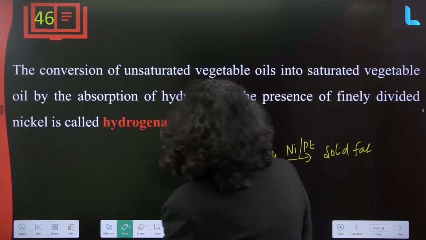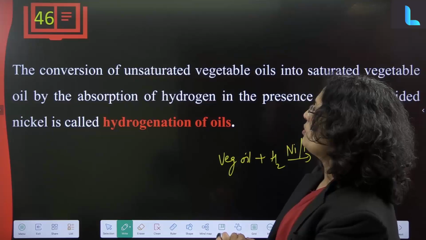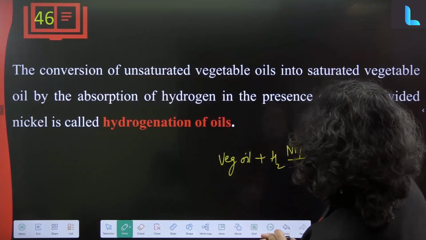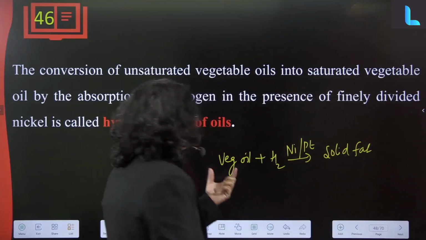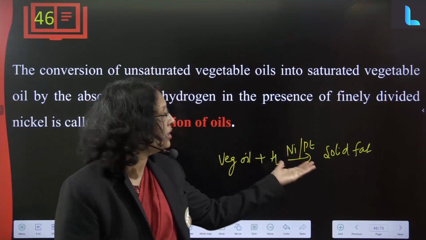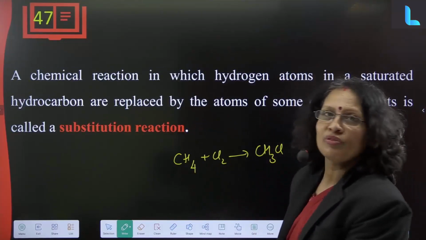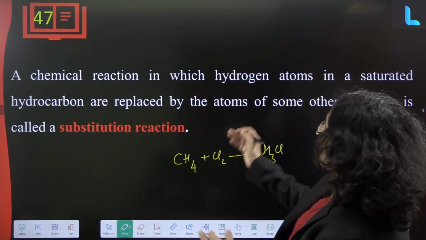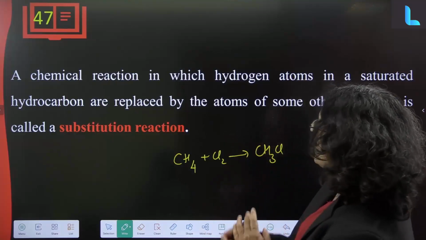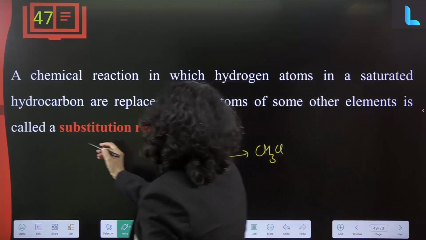The conversion of unsaturated vegetable oil into saturated vegetable oil by the absorption of hydrogen in presence of finely divided nickel: vegetable oil reacts with hydrogen in presence of nickel, platinum or palladium, and you get a solid fat. In the market it is sold with the name of dalda. Next, a chemical reaction in which hydrogen atoms in a saturated hydrocarbon are replaced by atoms of some other elements is called substitution.